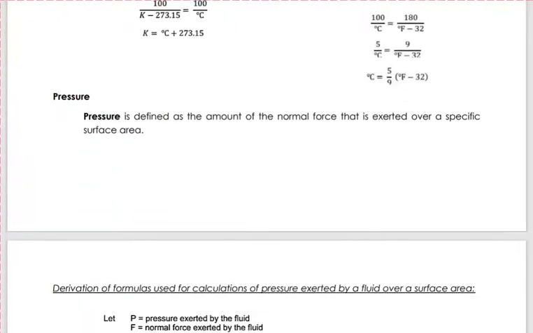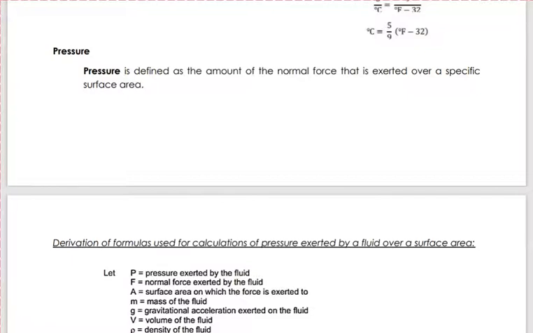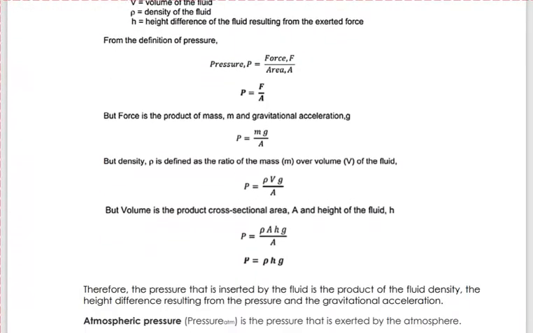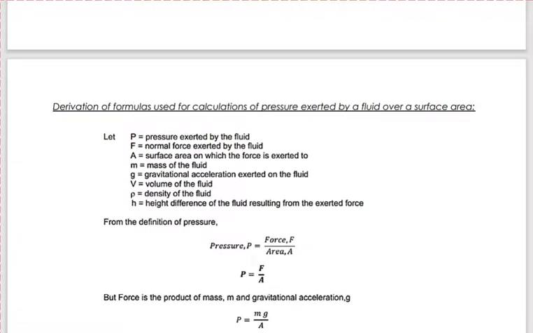Next one, we have pressure. Pressure is defined as the amount of normal force that is exerted over a specific surface area. So that's why we will have pressure, force per unit area. So that's why maghambal ta force that is Newton per unit area that is meter squared. That's why ato nga unit is Newton per meter squared. But we will have sari-sari nga mga formulas nga gamiton.